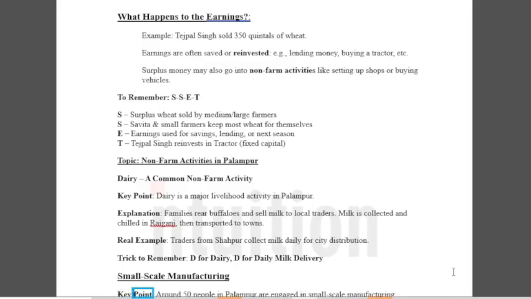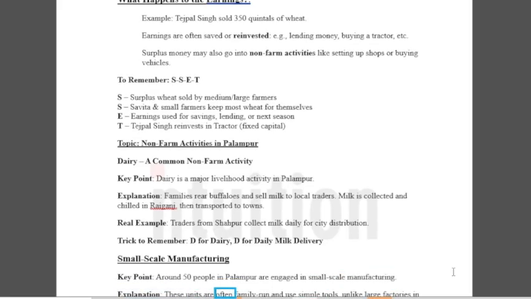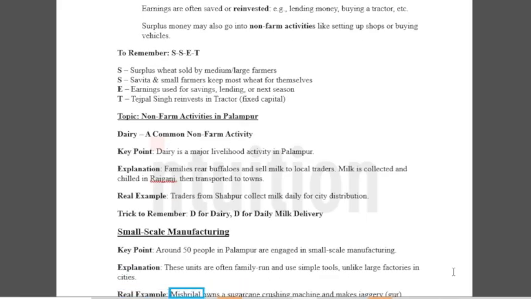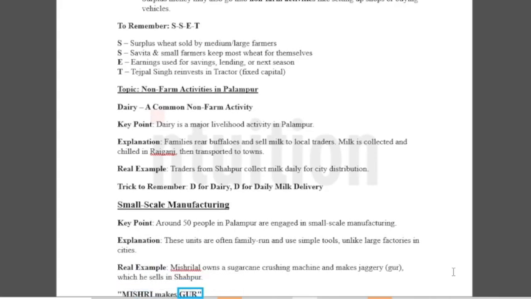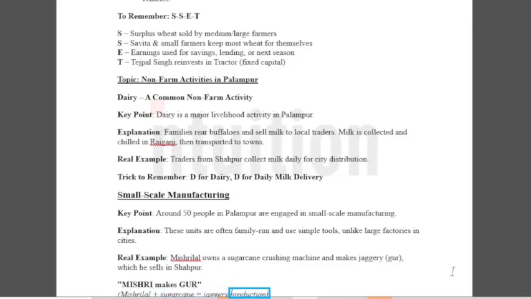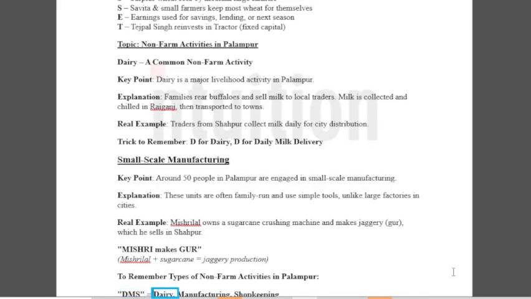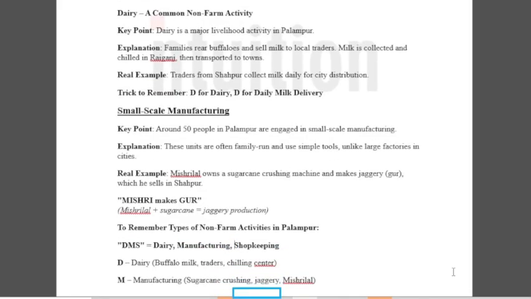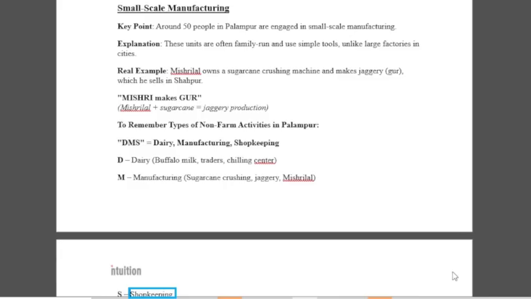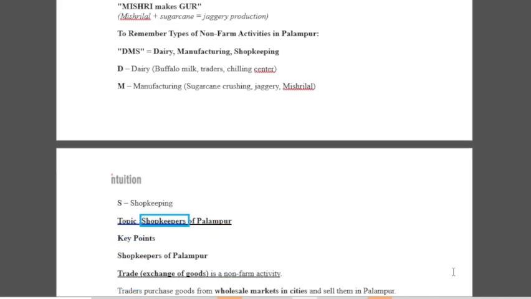Small-scale manufacturing. Key point: around 50 people in Palampur are engaged in small-scale manufacturing. Explanation: these units are often family-run and use simple tools, unlike large factories in cities. Real example: Mishrilal owns a sugarcane crushing machine and makes jaggery, which he sells in Shahpur. Misri makes gur. Mishrilal plus sugarcane equals jaggery production. To remember types of non-farm activities in Palampur: DMS equals dairy, manufacturing, shopkeeping. D: dairy, buffalo milk, traders, chilling. M: manufacturing, sugarcane crushing, jaggery. S: shopkeeping.